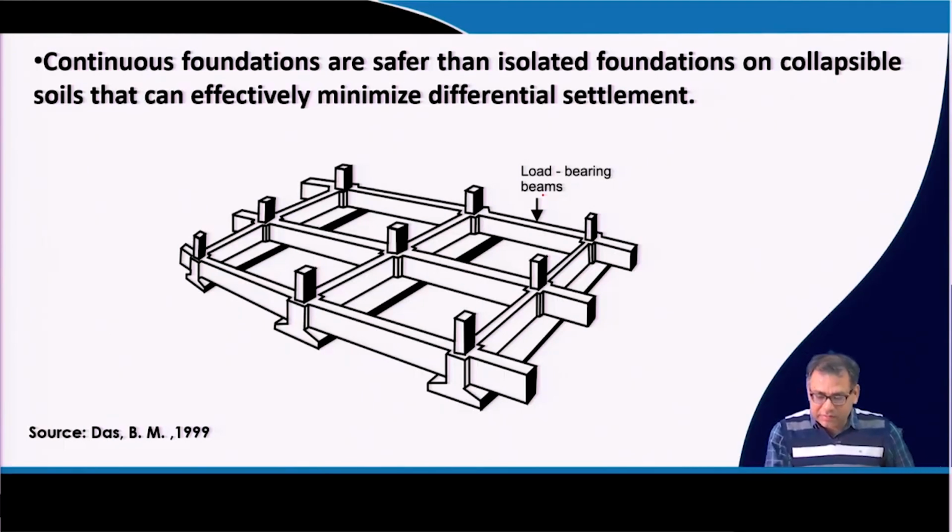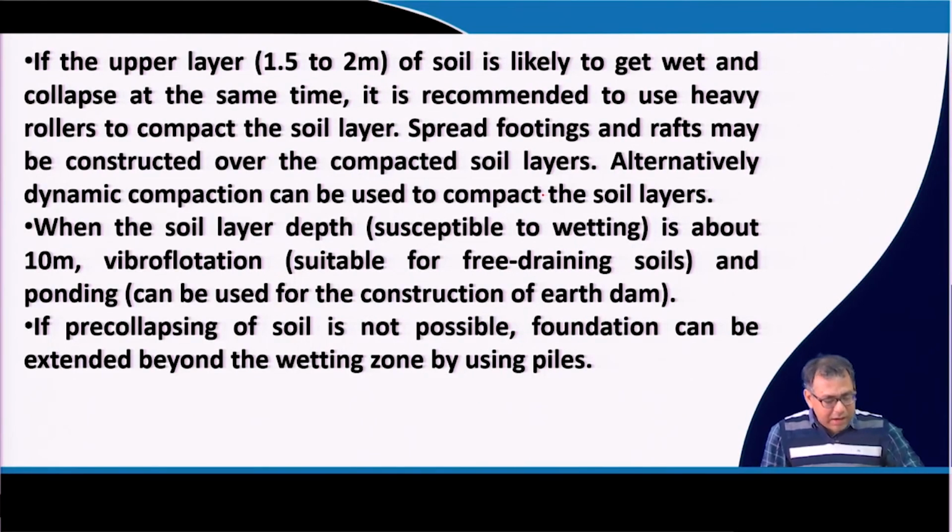Okay, so we can provide this type of foundation, and then if the upper collapsible soil layer is 1.25 to 2 meters, that soil gets wet and collapses at the same time. So, it is recommended to use a heavy roller to compact the soil layer.